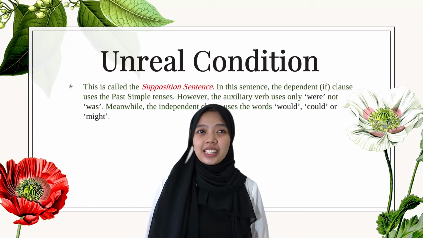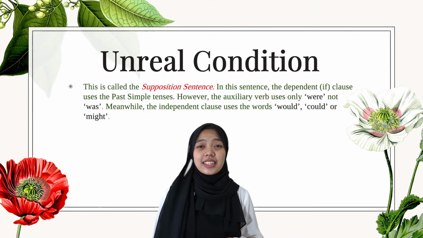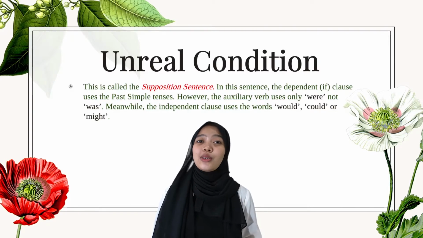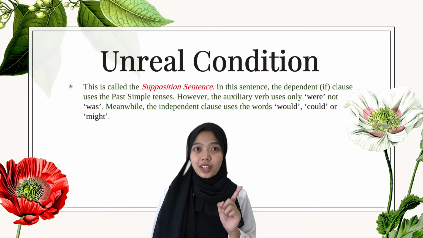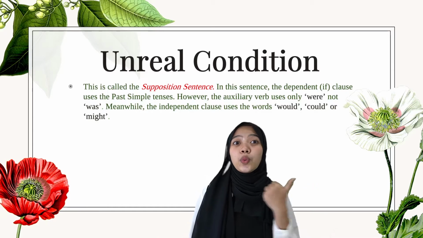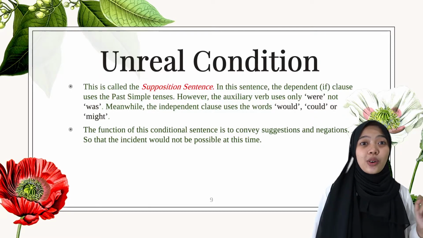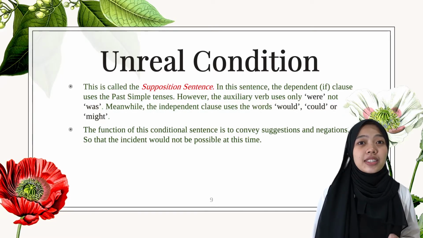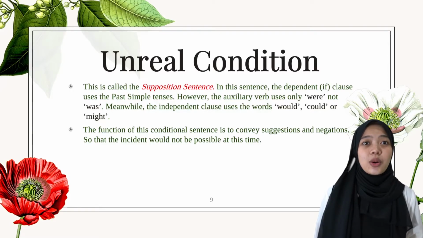Unreal condition. This is called the supposition sentence. In this sentence, the dependent if clause uses the simple past tense. However, the auxiliary verb uses only were, not was. Meanwhile, the independent clause uses the words would, could, or might. The function of this conditional sentence is to convey suggestions and negations, so that the incident would not be possible at this time.